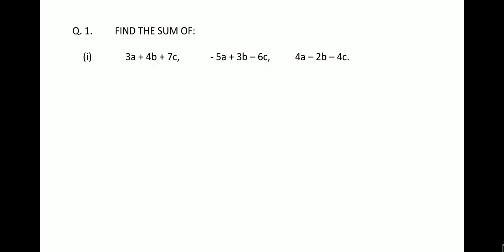In order to find the sum, you have to add and get the result. So just add these expressions together: 3a plus 4b plus 7c, plus minus 5a plus 3b minus 6c, plus 4a minus 2b minus 4c. Now in the next step, what we are going to do is just remove these plus signs here, this plus and this minus.